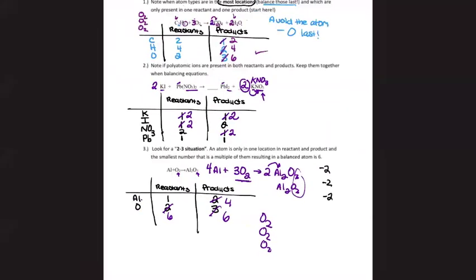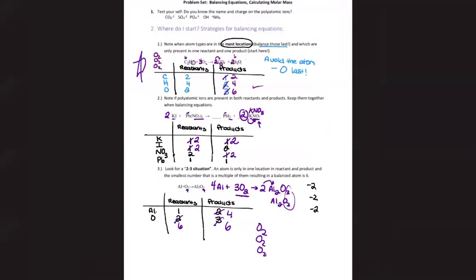Okay, so these are my 3 basic strategies. Honestly, I usually look for the first one. This is the most used one for me, is looking for it in the least number of locations and avoid that guy. I don't want to have the one with the most atoms. Second one, if I have a polyatomic ion and I can see it's together on both sides, I keep it grouped. And third one is the 3-2 situation.